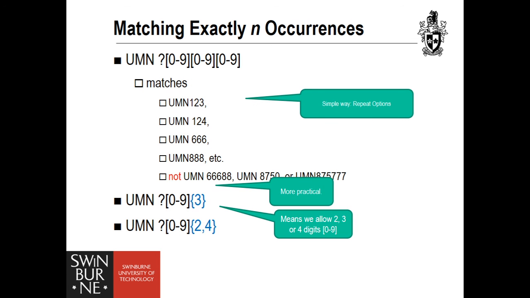In the simple case, we can repeat the option and type it out to match an exact number of characters. It is easier to state the number in curly braces. A single number means exactly this number of occurrences. Two numbers separated by a comma means between a minimum and a maximum.